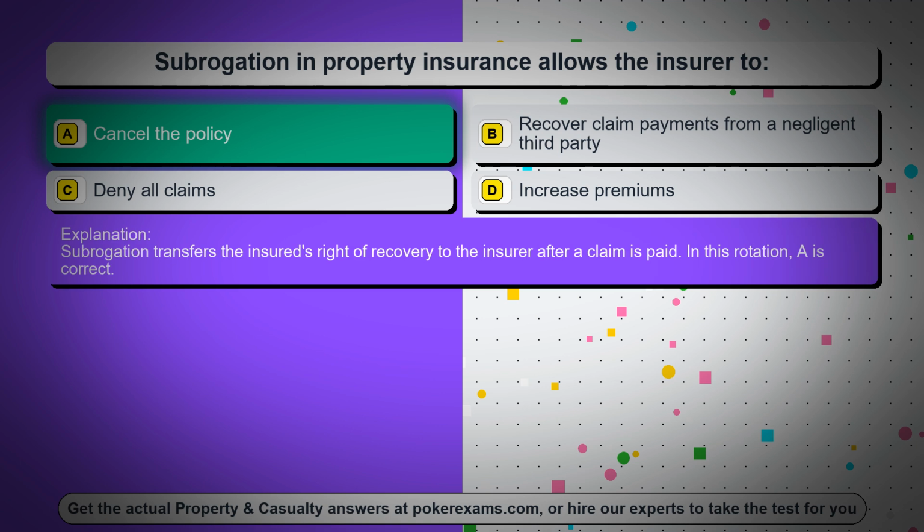Subrogation transfers the insured's right of recovery to the insurer after a claim is paid. In this rotation, A is correct.